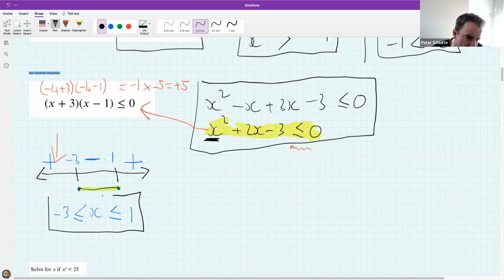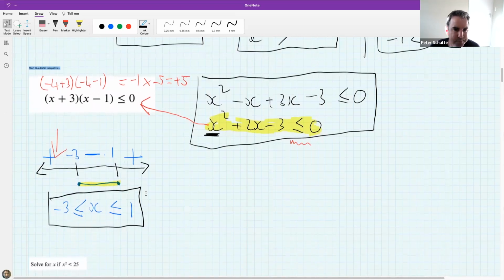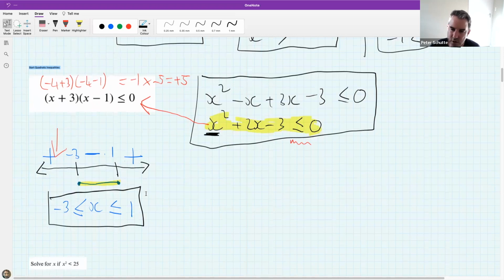Now I can see for a lot of you, I think I need to do another example just to make sure you're following me. So I'm going to give you a second to take a screenshot. I'll do another example for you to follow this process. Okay, so take a screenshot now if you need to before I do a second example.